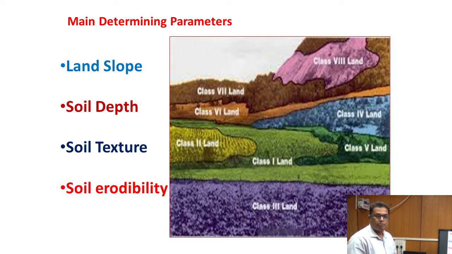Similarly, class 2 type of soil would be a little inferior to class 1 in all these parameters. The soil depth would be good but not better than class 1. Soil texture can again be a combination of sand, silt and clay, it could be a loamy soil, but still the erodibility would be a little less than class 1. The erosion taking place in class 2 soil would be a little more, but still manageable.